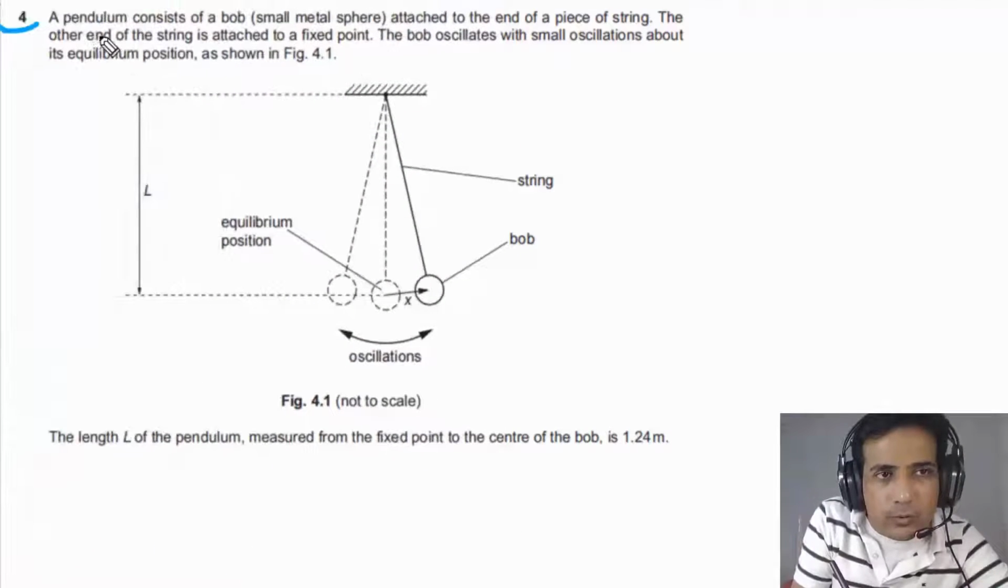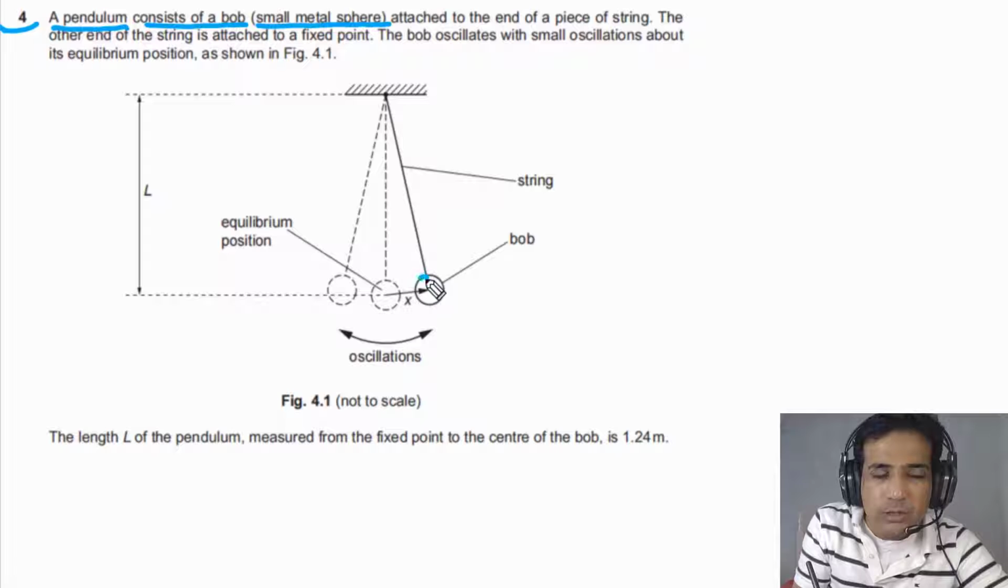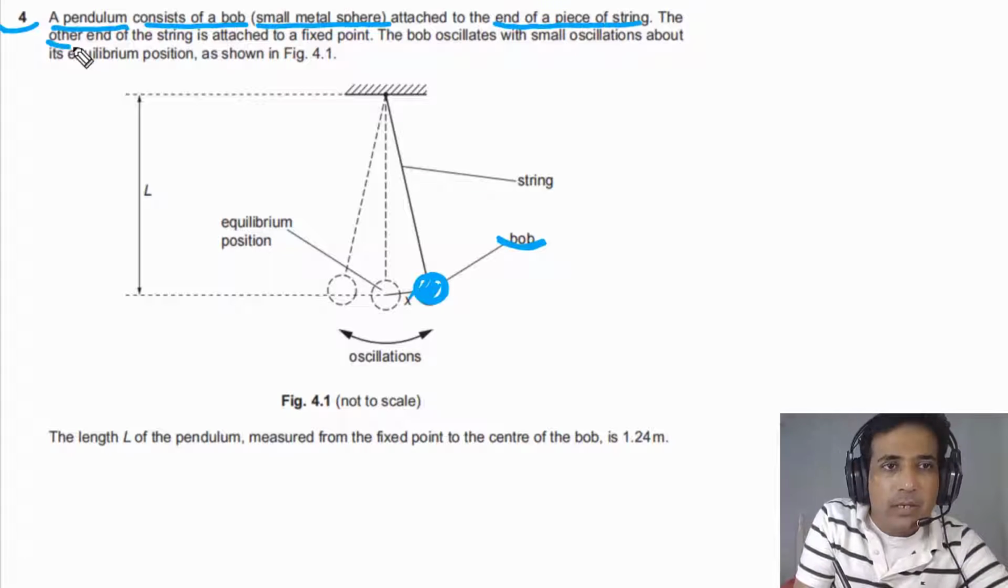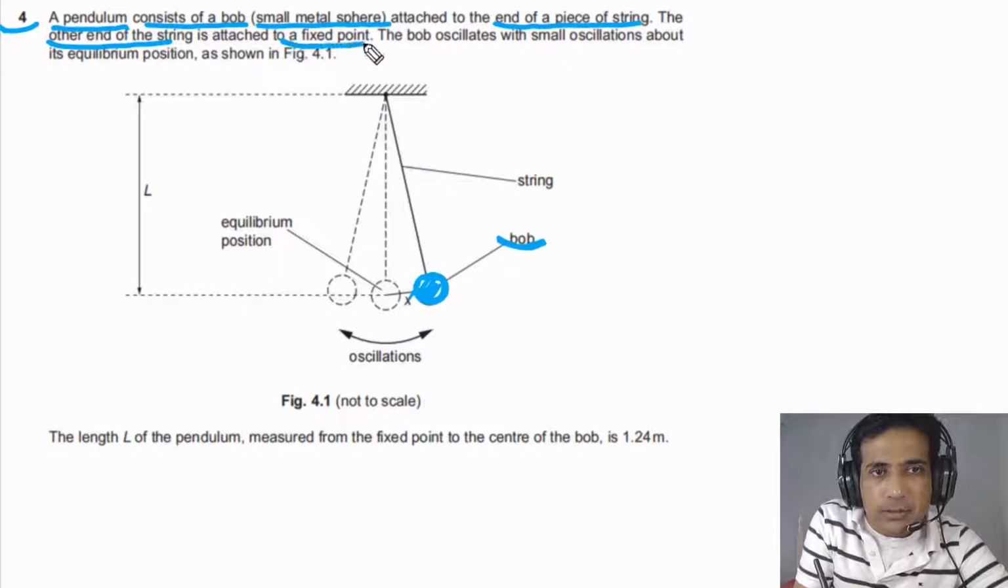For question number 4, it is given to us a pendulum consists of a bulb, means small metal sphere. As you can see here, we have one small metal sphere at the end of the string. And this small metal sphere is called bulb, attached to the end of a piece of string. The other end of the string is attached to a fixed point. This point is the fixed point.